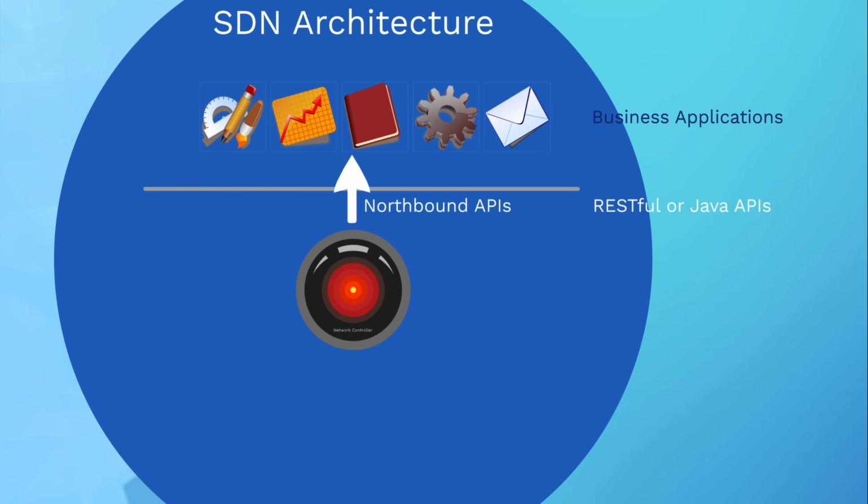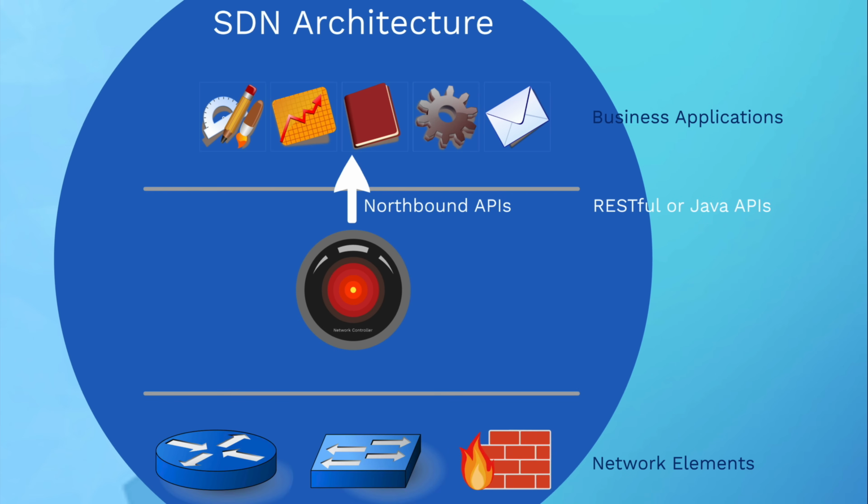And the way the controller talks to the business applications is through northbound APIs using RESTful or Java APIs. And to take a step back, APIs are basically application programming interfaces. They're basically an intermediary piece of software that allows two different software components to talk to each other. And at the bottom here, we've got the network elements. We've got routers and switches and firewalls and all that. And the way the controller talks to those devices is through southbound APIs using protocols like OpenFlow or SNMP or NETCONF.